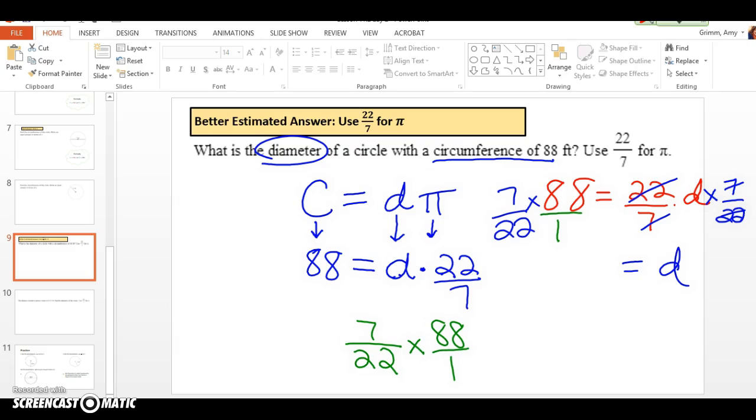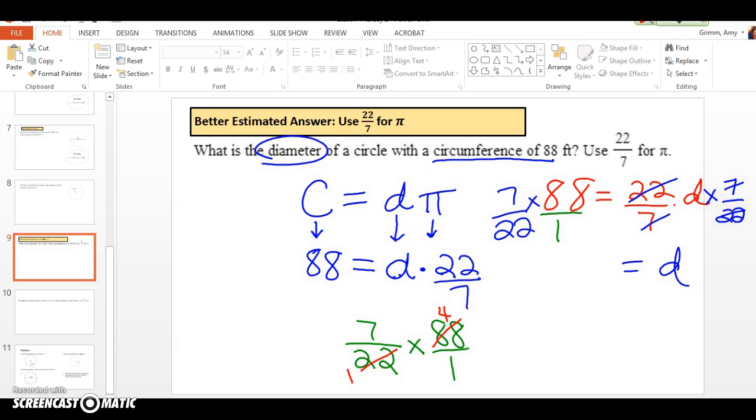How do I multiply those? You know how to do it. What's that called? Cross multiplication, distribution? All right, how many times does 22 go into 22? 1. How many times does it go into 88? 4. Now you multiply straight across.